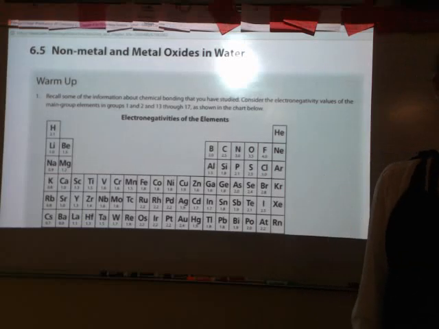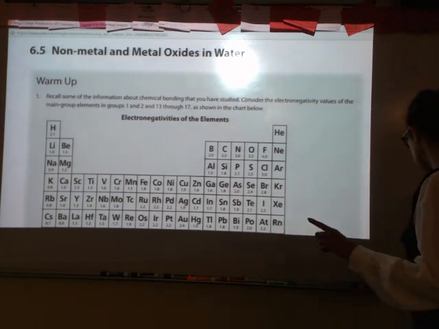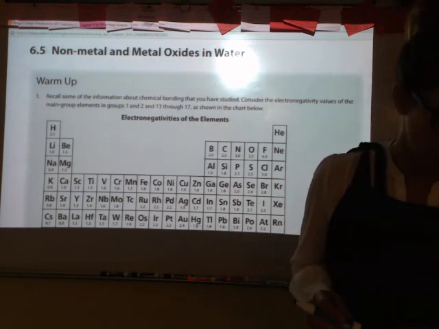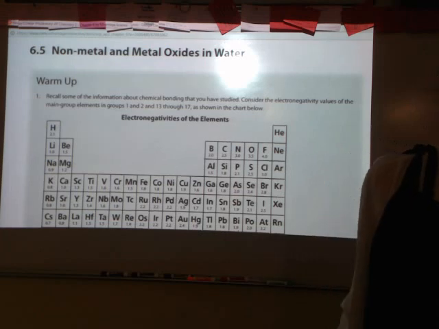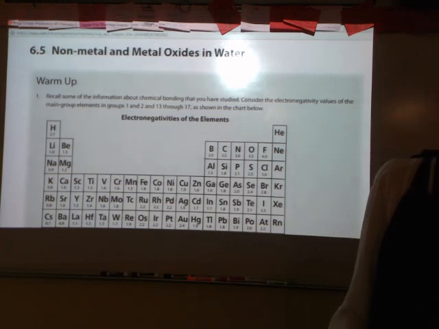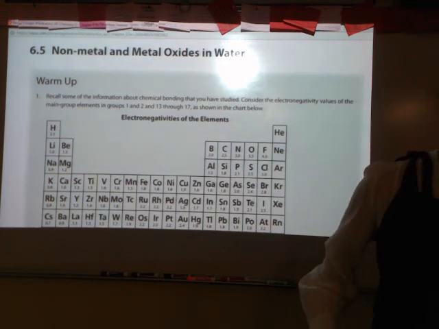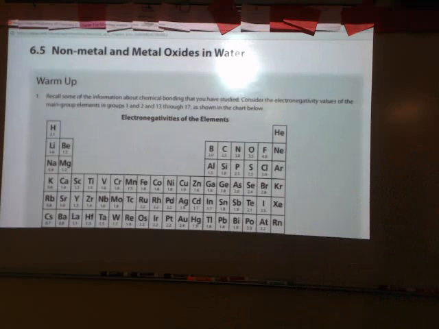Okay, we're on 6.5, non-metal and metal oxides in water. Let's take a look at the warm-up. It says, recall some of the information about chemical bonding that you have studied. Consider the electronegativity values of the main group elements in groups 1 and 2 and 13 through 17 as shown in the chart below.